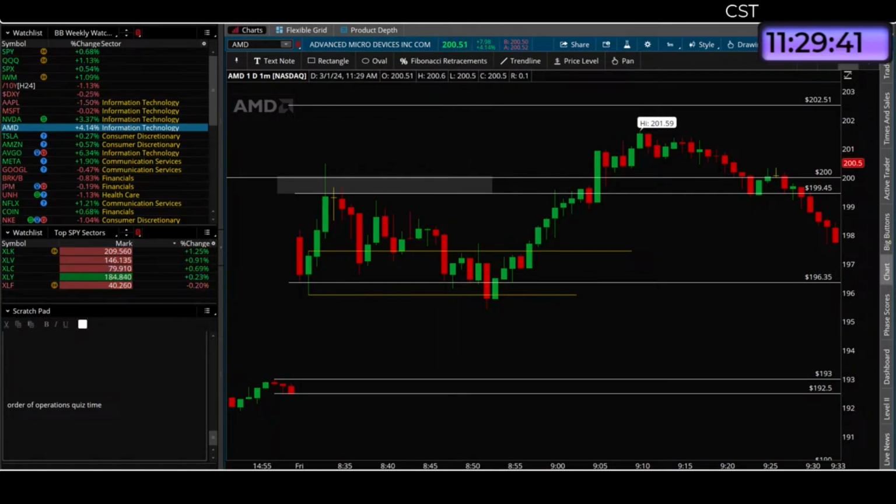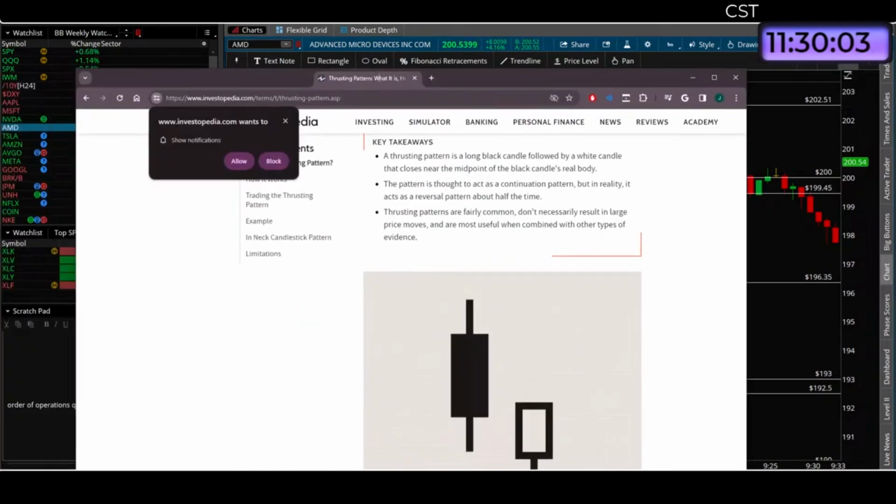Thrust bullish candle. Thrusting pattern, what is it? How it works. The long black candle followed by a white candle that closes near the midpoint of the black candle's body. The pattern is thought to act as a continuation pattern, but in reality it acts as a reversal pattern about half the time. Thrusting patterns are fairly common, don't necessarily result in large price moves, and are most useful when combined with other types of evidence. I guess this is that. Damn. Here's the image for that.